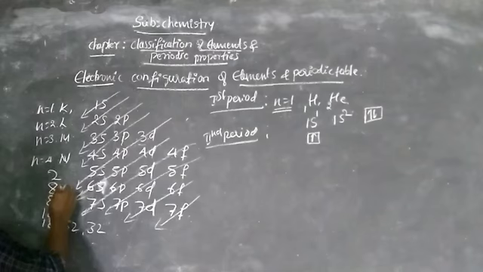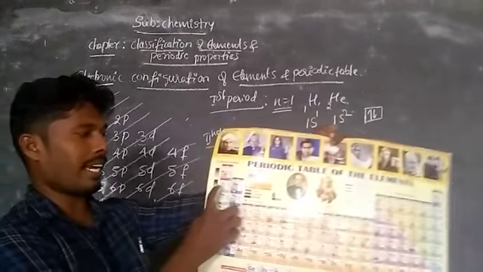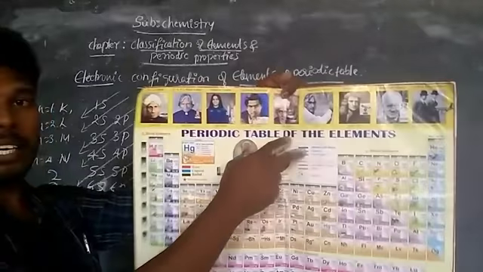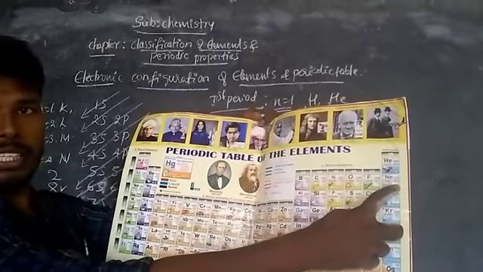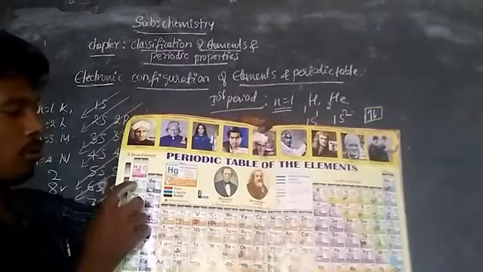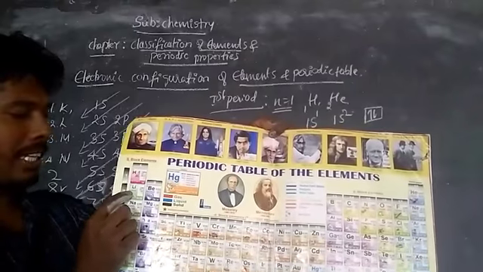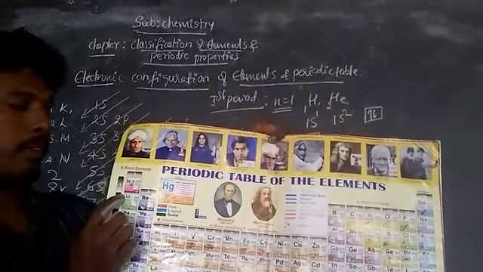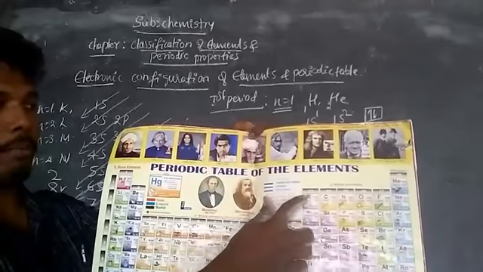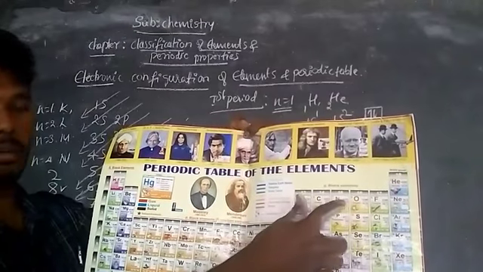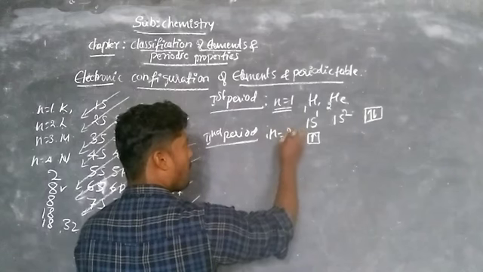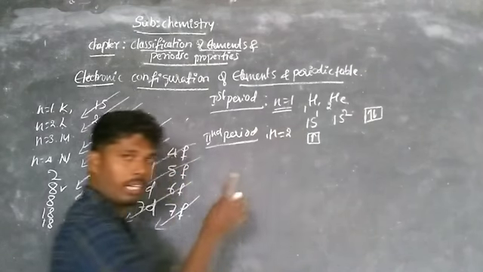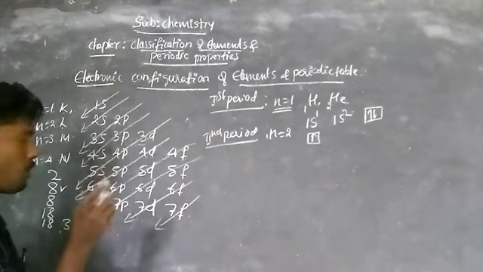So the second period contains 8 elements, right? The second period begins from lithium and ends at neon. The beginning element is lithium, its atomic number is 3. Then beryllium, boron, carbon, nitrogen, like that. For a second period element, the n is equal to how much? 2.